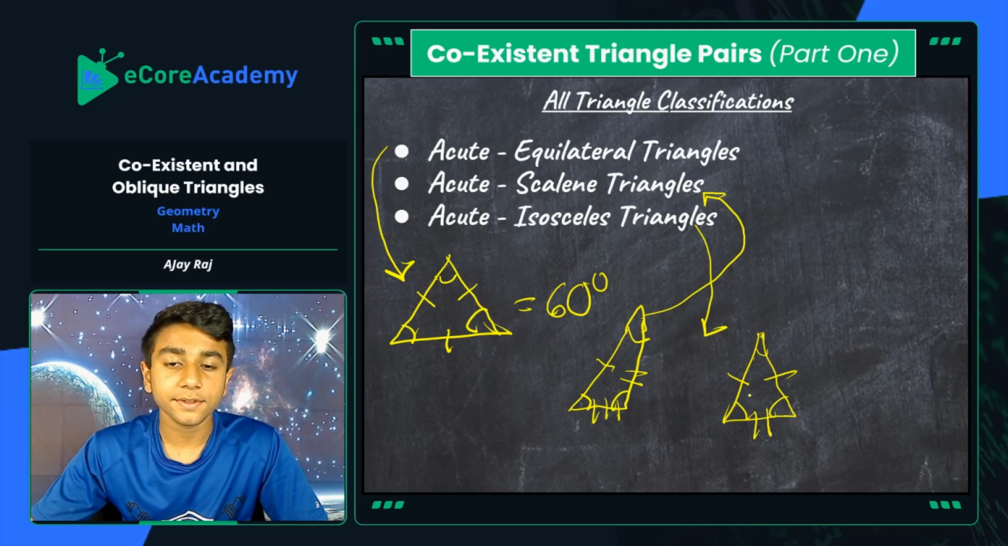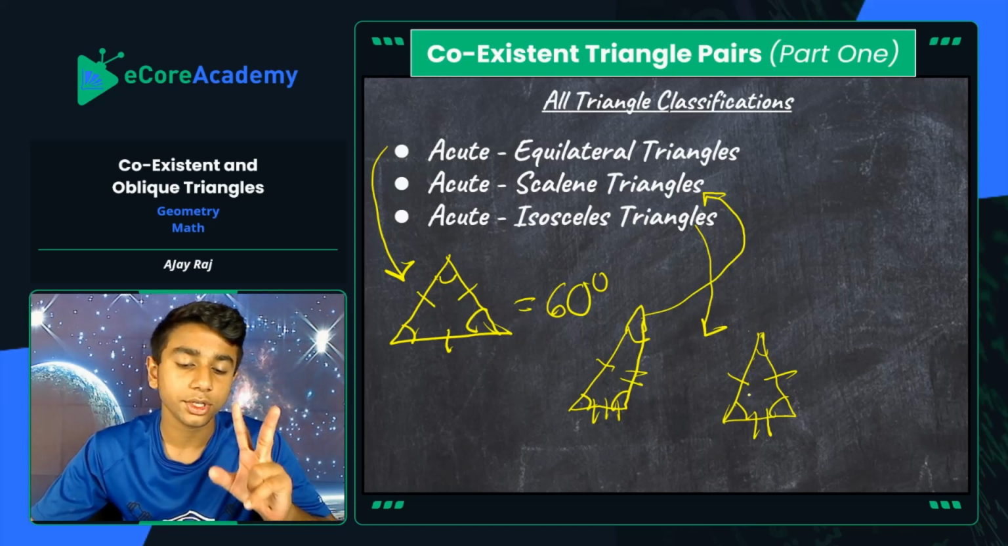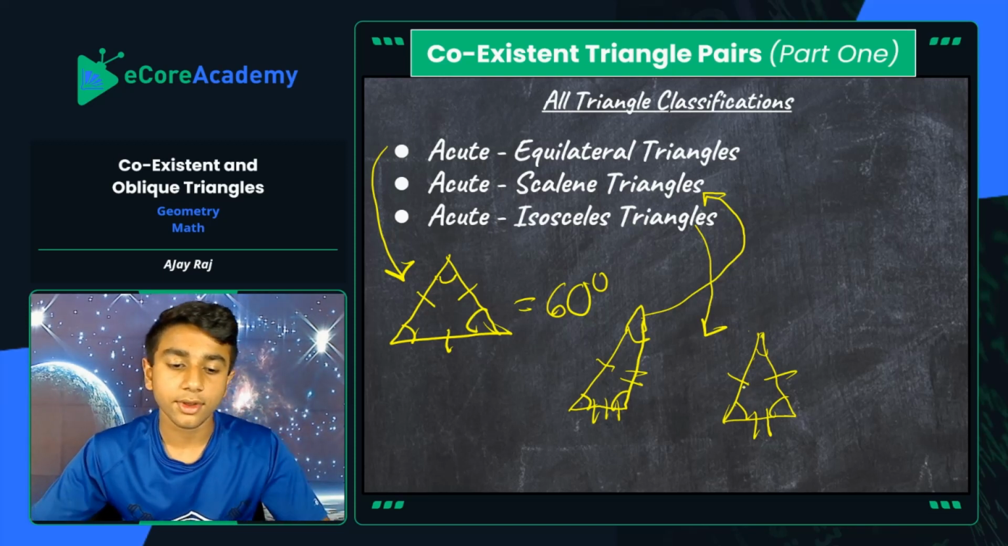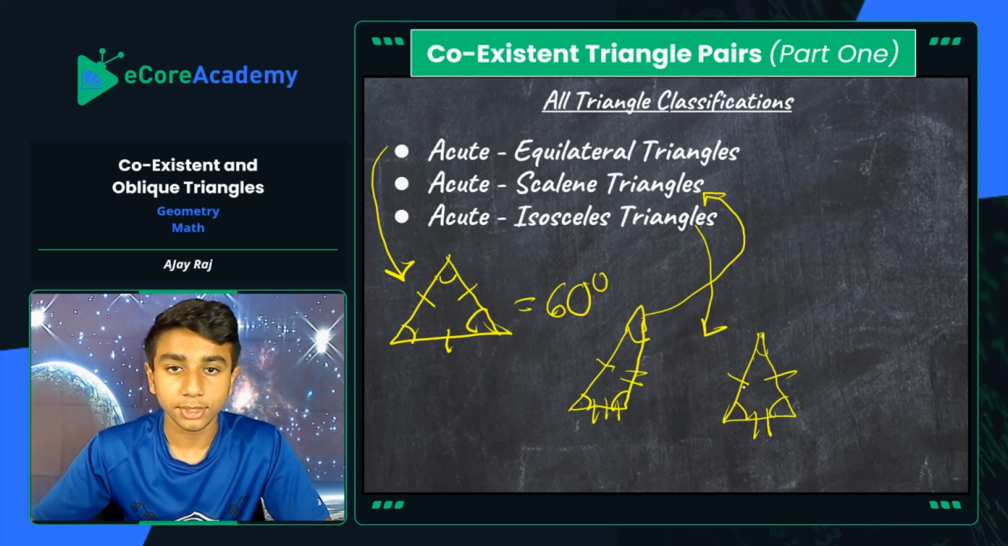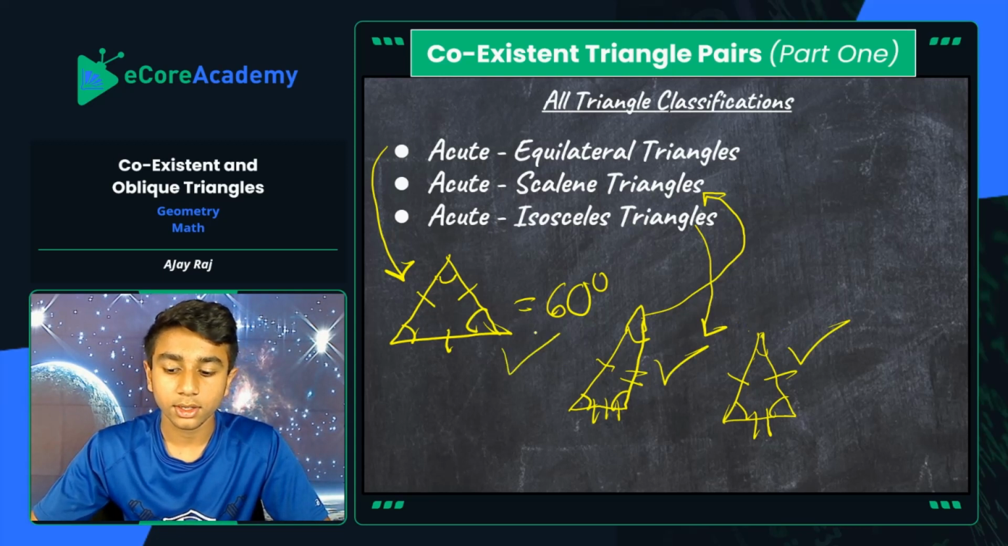So you can always have two acute angles of the same measure with any other angle added on. That can still be an acute angle, so that is also a check. So I'm going to check these off, saying that all of these work.